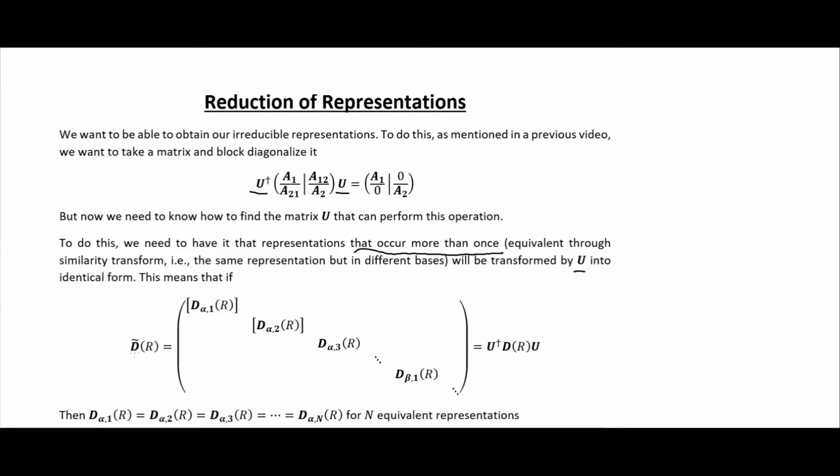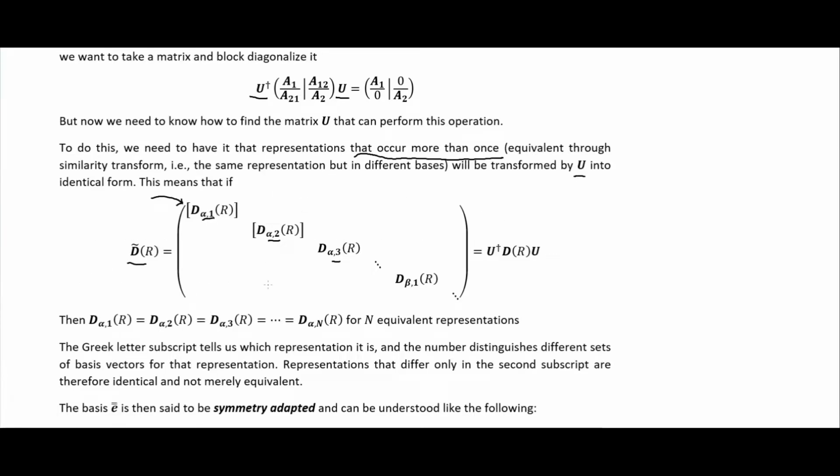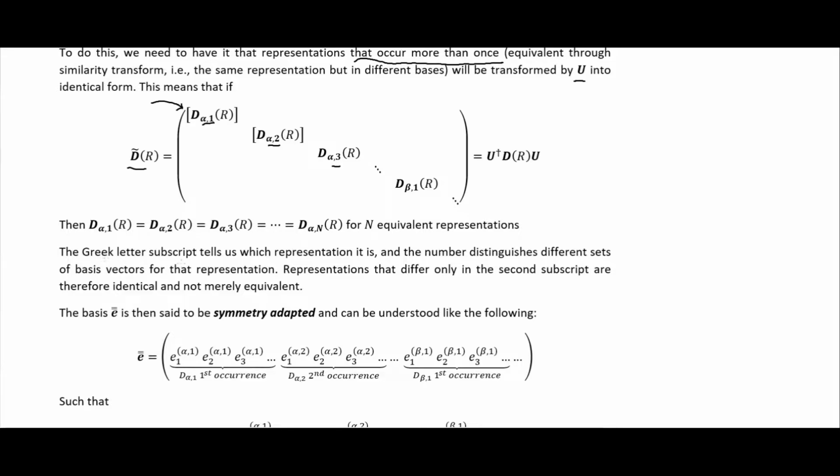This means that we have our direct sum, which is this large matrix that looks like this, where each of the blocks with the same second index will be identical to each other. The Greek letter subscript tells us which representation it is, and the number distinguishes different sets of basis vectors for that representation. So representations that differ only in the second subscript are identical and not merely equivalent.